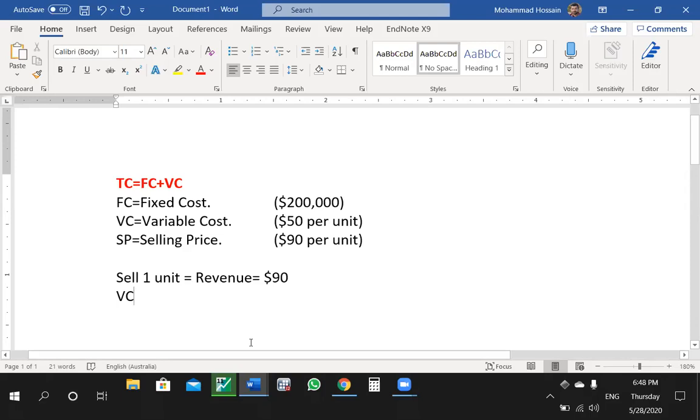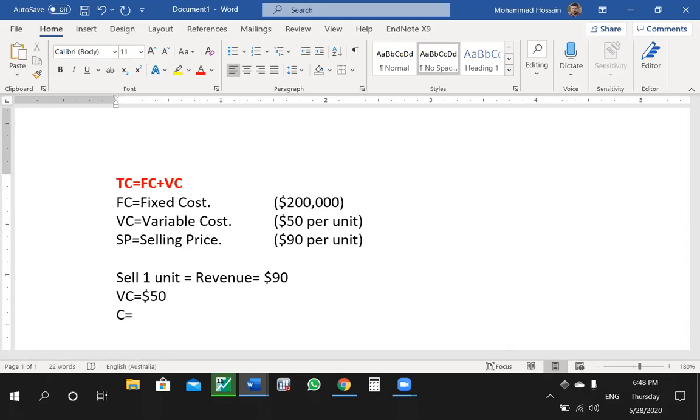Now, how do we solve this problem? We solve it this way. Look at this. If you sell this one unit, your revenue is $90, but your variable cost here is $50. This is not your profit. So what's the difference between these two? It means to produce this item, you had a cost of $50. But you sold this item for $90. So how much did you actually get extra?